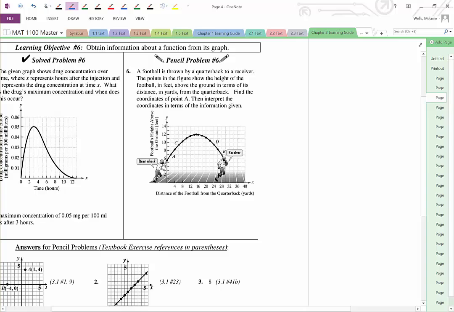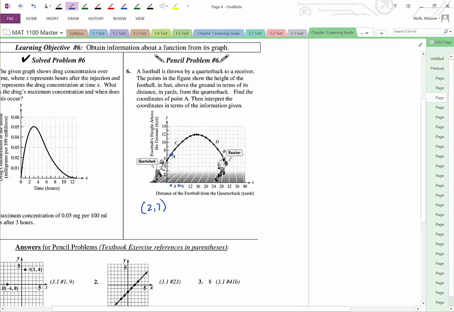So when I look at point A, it's actually right here. These are labeled in 4s, so each individual mark in between would be a 2 and a 6. So we're at the point (2, 7).